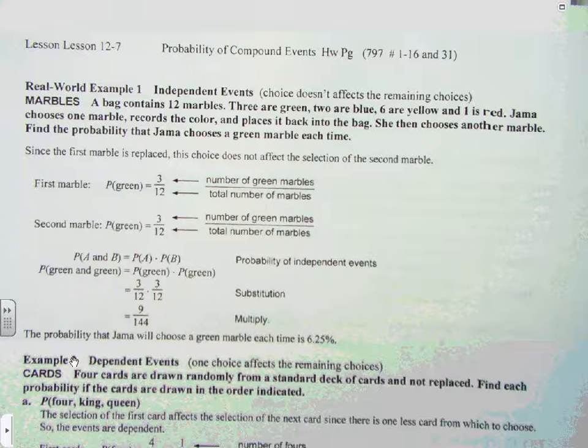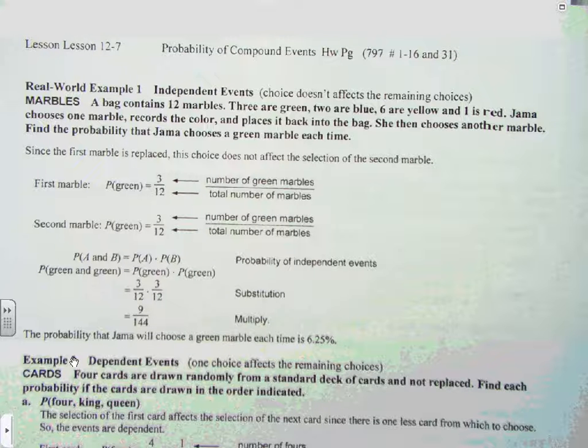She picks the marble out of the bag, but she puts it back. So they're independent because the second choice had the same chances as the first choice, right? Because she put it back, we start over again at the beginning with the same number of items and everything's the same. So they're independent. The first choice had nothing to do with the second choice.